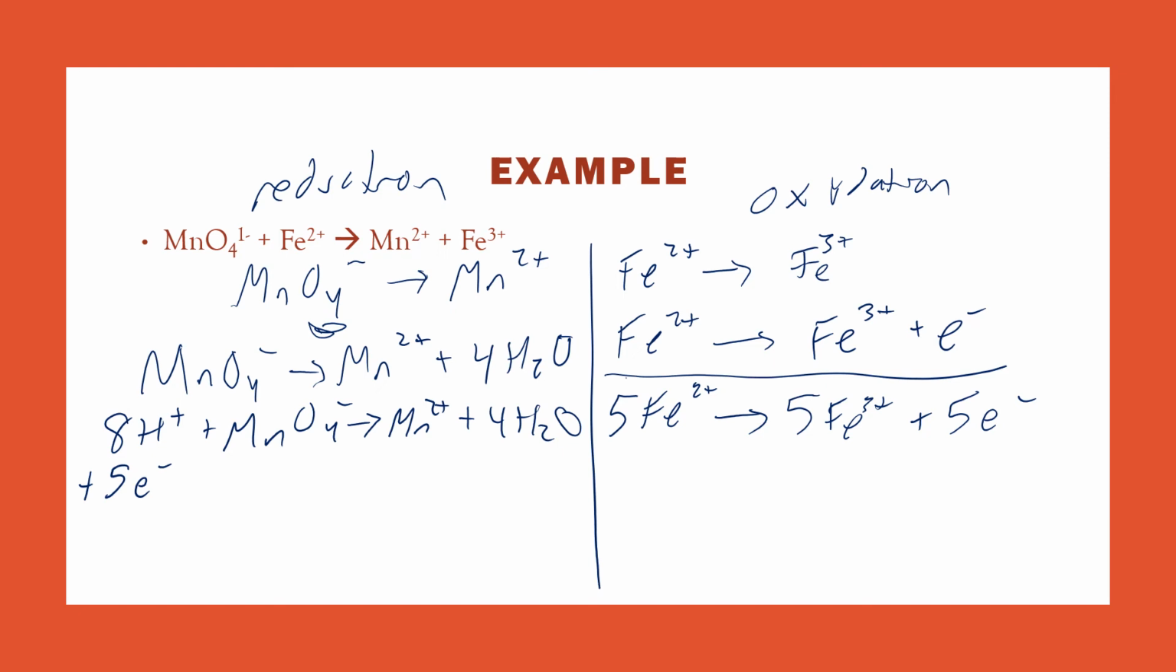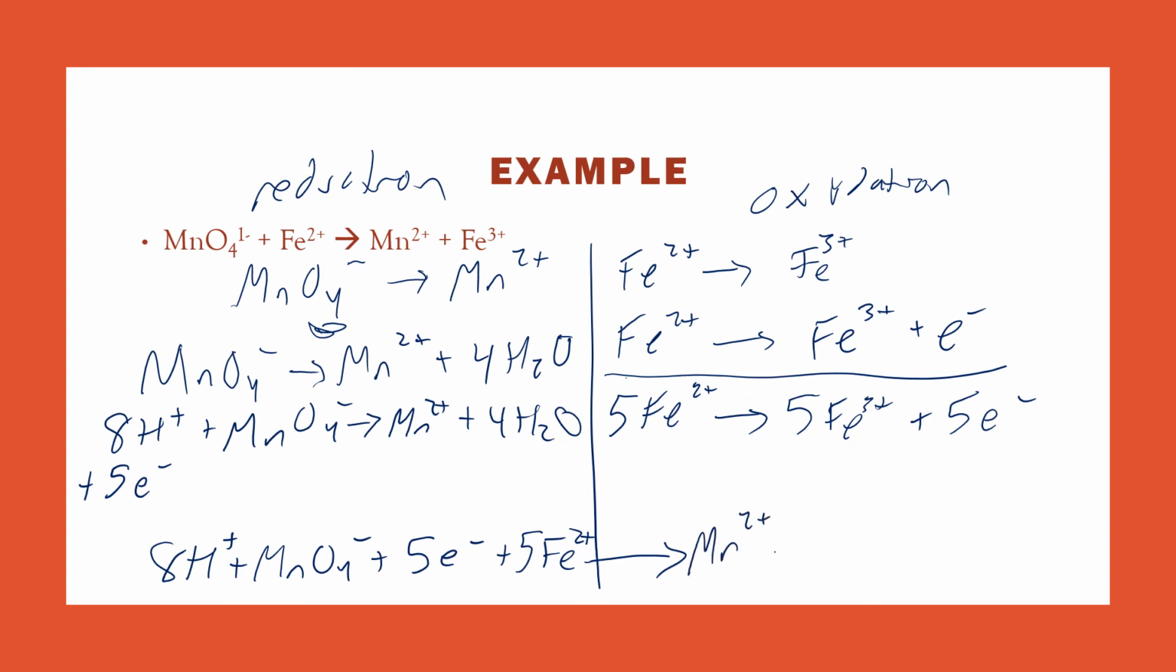Last step, you are going to combine the two half reactions. You are going to do all of the reactants on one side, so 8 H+ plus the MnO4- ions plus the 5 electrons plus the 5 Fe2+ ions from the other half reaction. And then let's combine all of the products. So we have the Mn2+ ions, the 4 waters, and the 5 Fe3+ ions. Oh, and the 5 electrons on this side as well.